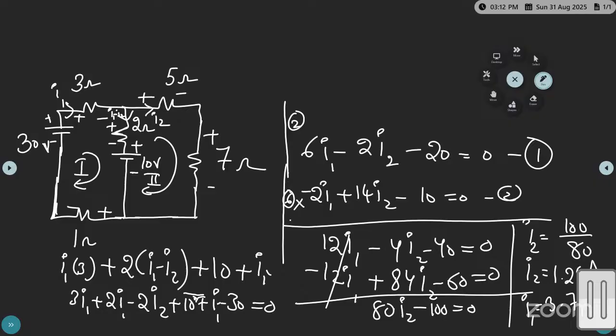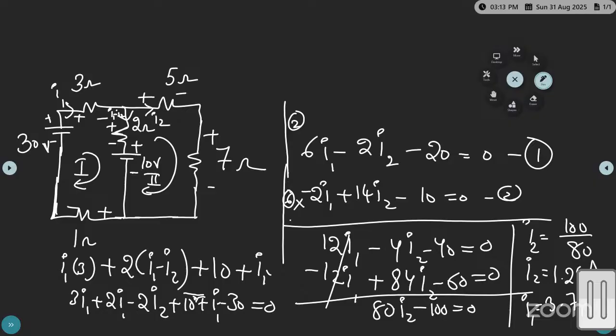So two problems is enough. The remaining 12 problems I have given with solutions also, so kindly practice that. Total 14 problems are enough. You will get the knowledge by solving those 14 problems. Now we'll move to the next topic called superposition theorem.